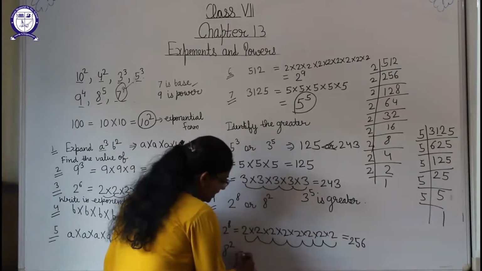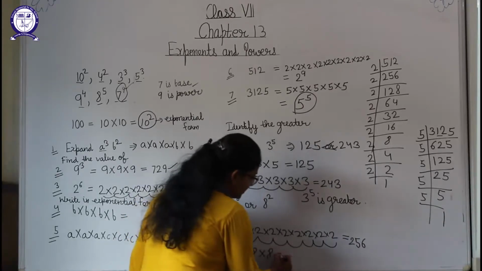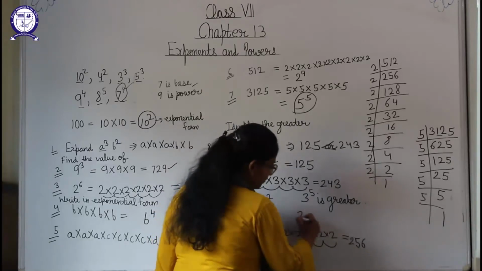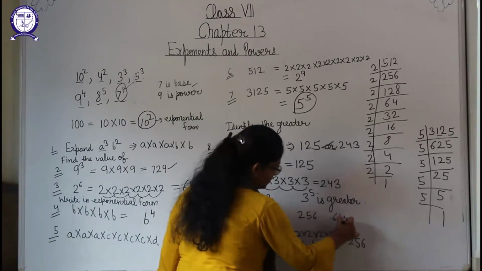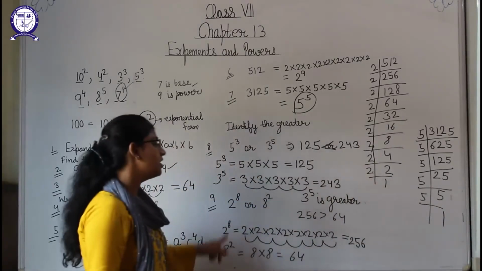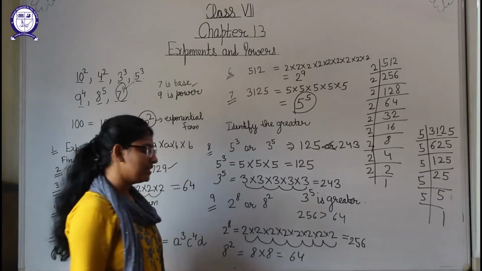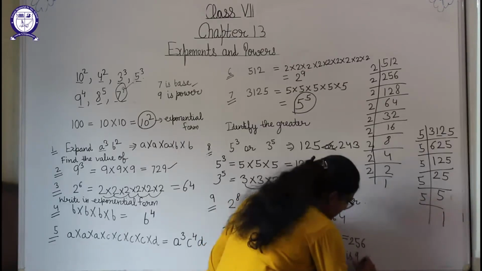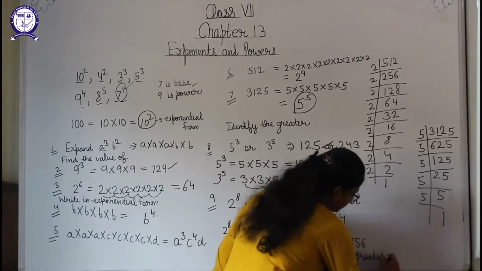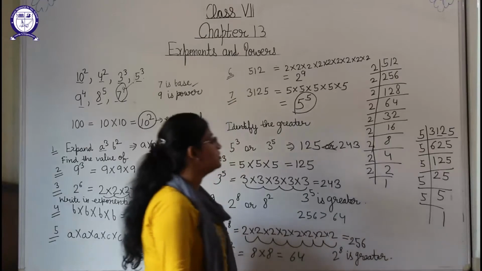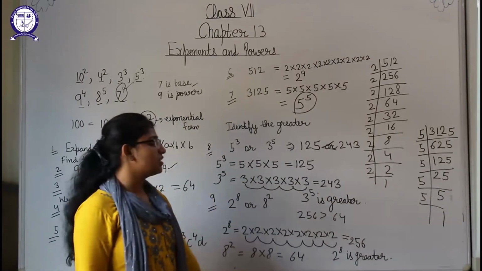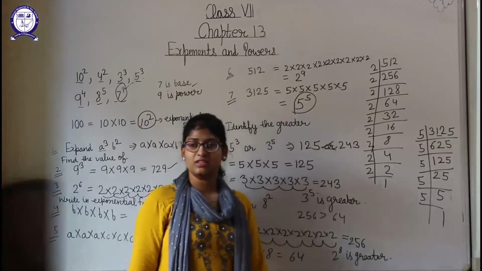Okay, now we will calculate 8 square. 8 square means 8 into 8, and we know that 8 into 8 is 64. So what are we getting? We are getting 256 and 64. Which one is greater? 256 is greater. It means 2 raised to the power 8 is greater. So we will write that 2 raised to the power 8 is greater. Okay students, like this you can tell which one is greater or smaller by calculating their values.